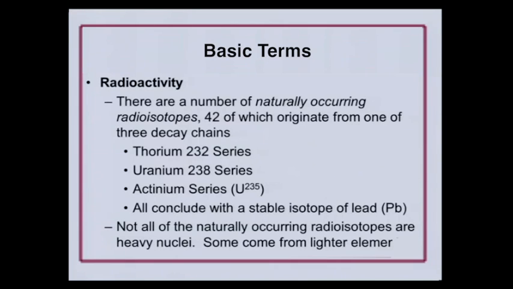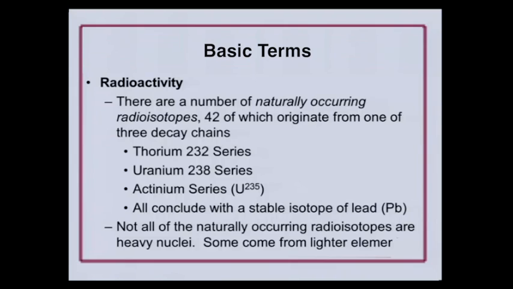Now, back to the categories. Our first category of radioactive material, or radioactivity, would be naturally occurring radioactivity. It's just what it says, naturally occurring. There are 42 naturally occurring radioisotopes, and they, in essence, come from 3 decay chains. You can see them listed: the thorium-232, the uranium-238 series, and then the actinium series, which is uranium-235. Every single one of these decays, going down to stability, ends up in some stable isotope of lead. Go figure.